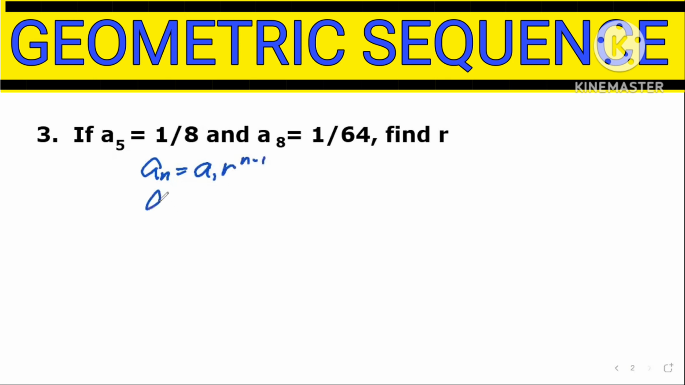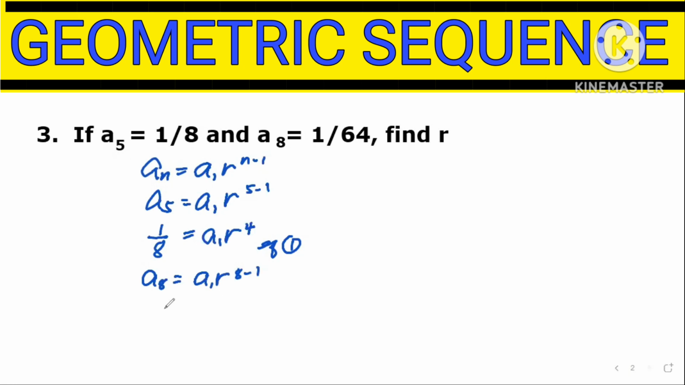Now, if a sub n is equal to a sub 5, then a sub 5 is equal to a sub 1 r to the 5 minus 1. Since a sub 5 is equal to 1 over 8, substitute natin. It is equal to 1 over 8 is equal to a sub 1 r to the 4th. So this is our equation 1. Now, if a sub n is equal to a sub 8, then a sub 8 is equal to a sub 1 r to the 8 minus 1. But since a sub 8 is 1 over 64, then 1 over 64 is equal to a sub 1 r to the 7. So this is our equation 2.